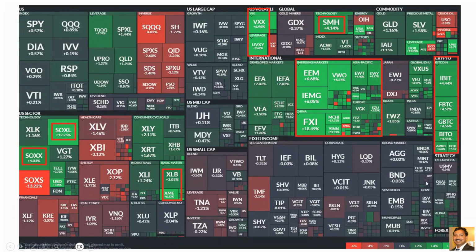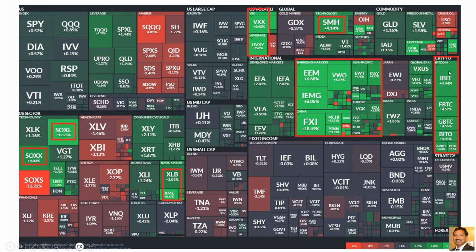And this is the weekly ETF heat map. Emerging markets performed really well as the US dollar went down and interest rates are going down globally, which helped emerging markets do well this week. FXI, the China large-cap ETF, jumped more than 18% because of the China stimulus. I will talk about that in the next slides. And crypto also performed really well.